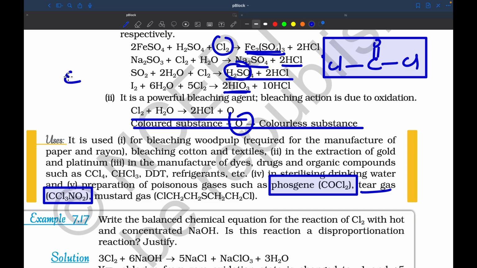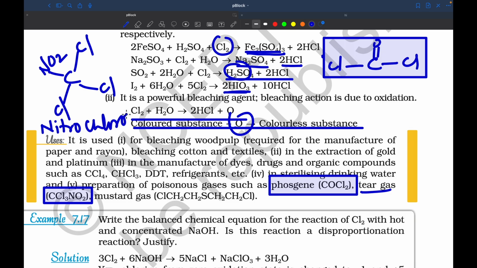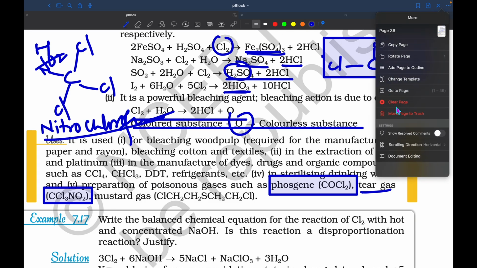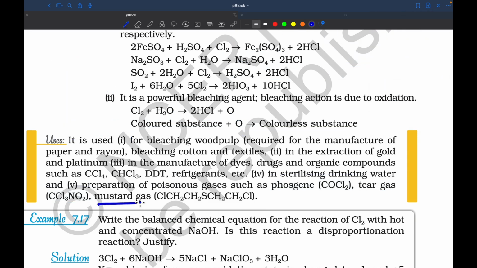Tear gas's structure, if you check it, you have carbon with 4 bonds, 3 chlorines are connected to it. This is written as CCl3, and you have one more NO2 here. So this is nothing but nitrochloroform. In chloroform, at this place there is an H. This is chloroform. If this H is replaced by NO2, what do you call this? Nitrochloroform. Right?